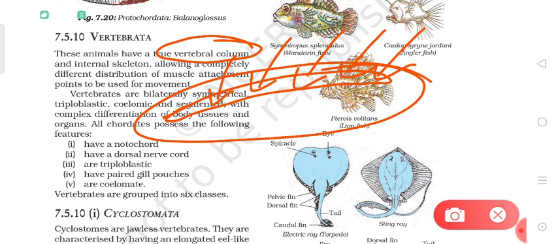So the animals having a vertebral column, which actually originated from the notochord, are called vertebrate animals, and they are included in the phylum Vertebrata, right? Okay, so the basic difference between Protochordata and Vertebrata, I think you have got that: protochordates have a notochord, but in vertebrates the notochord is converted into the vertebral column.